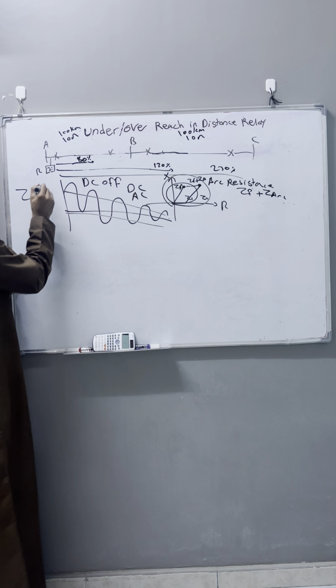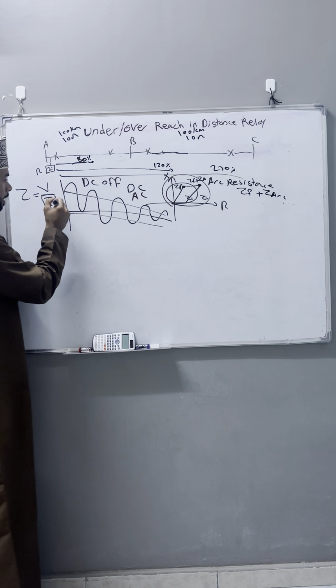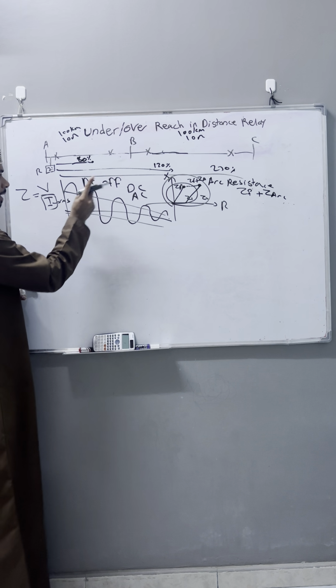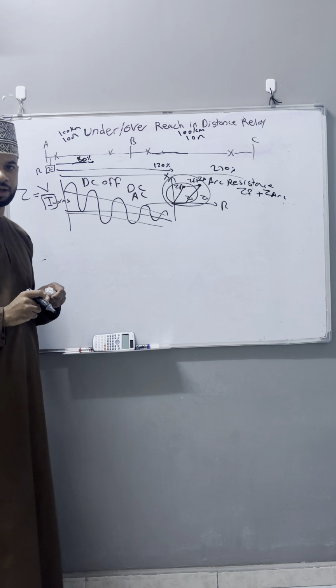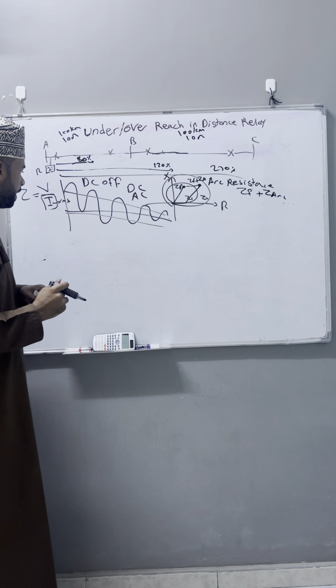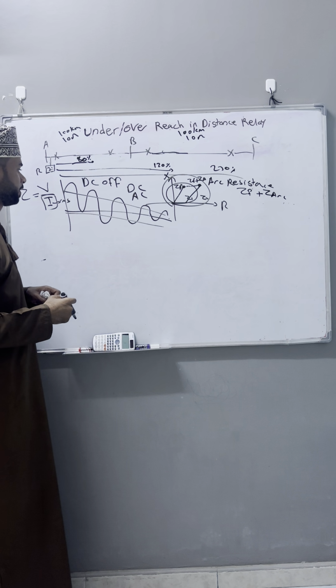Z will be equal to V by I. But this I is I RMS, and in this case we also have a DC component, right? So now let's take an example to get more clarification.